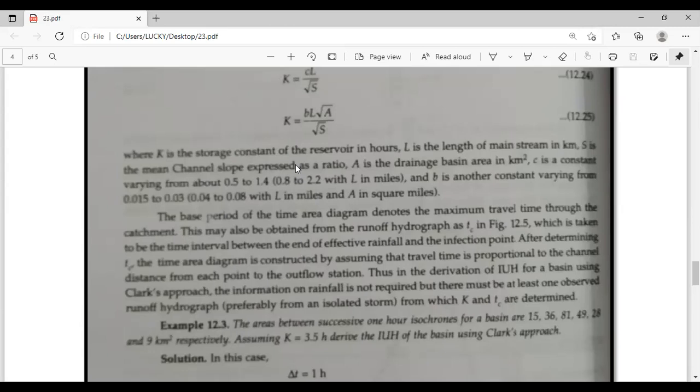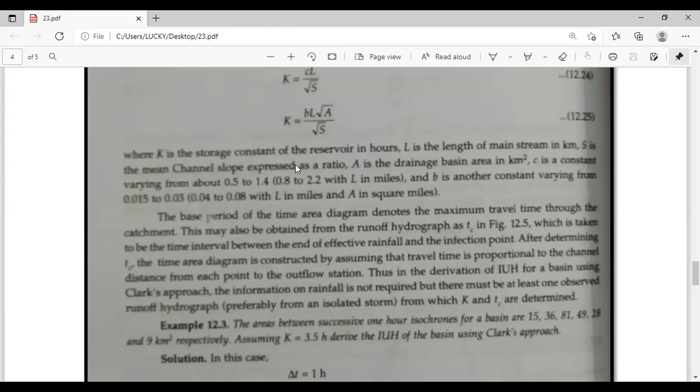The C is a constant varying from about 0.5 to 1.4, that is equal 0.8 to 2.2 with the length in miles, and b is another constant varying from 0.015 to 0.03. Here 0.04 to 0.08 with L in miles and A in square miles.